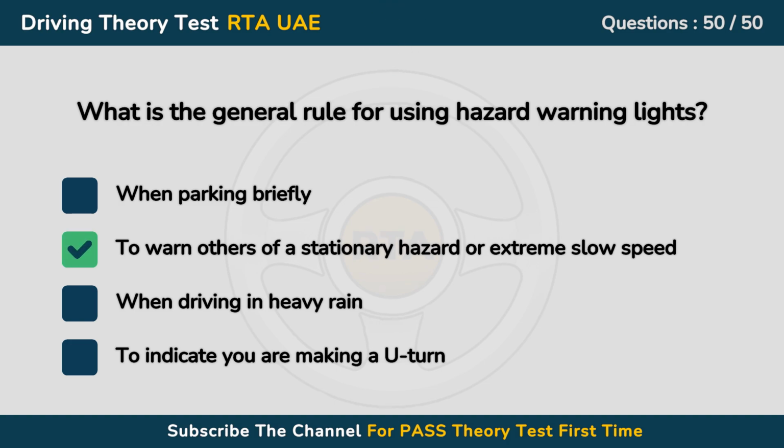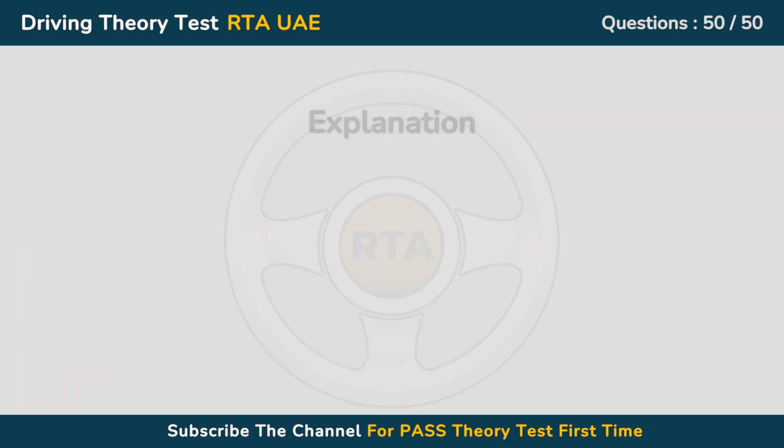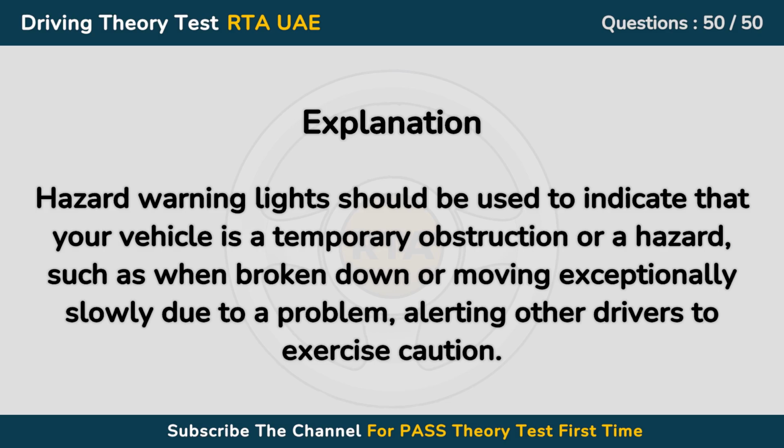Answer is B. To warn others of a stationary hazard or extremely slow speed. Hazard warning lights should be used to indicate that your vehicle is a temporary obstruction or a hazard, such as when broken down or moving exceptionally slowly due to a problem, alerting other drivers to exercise caution.